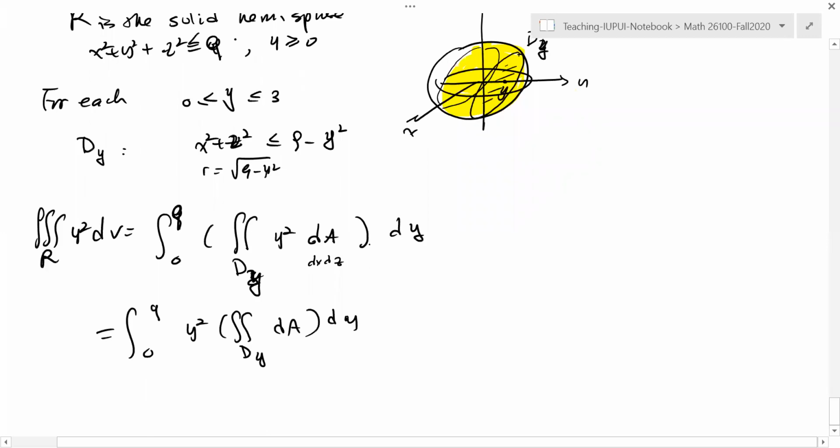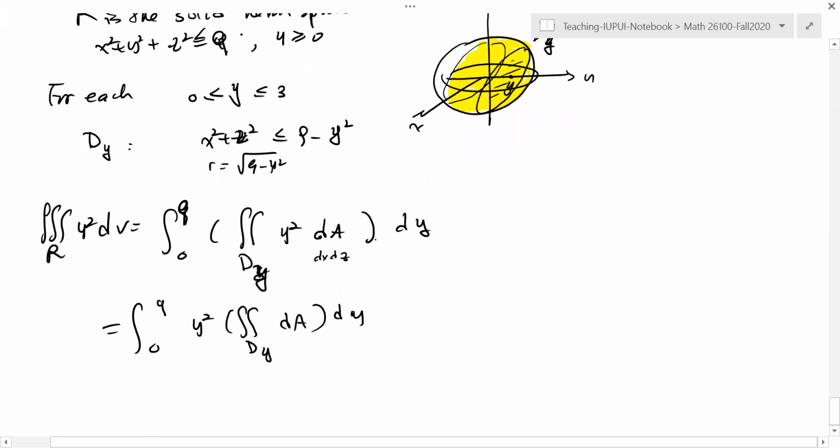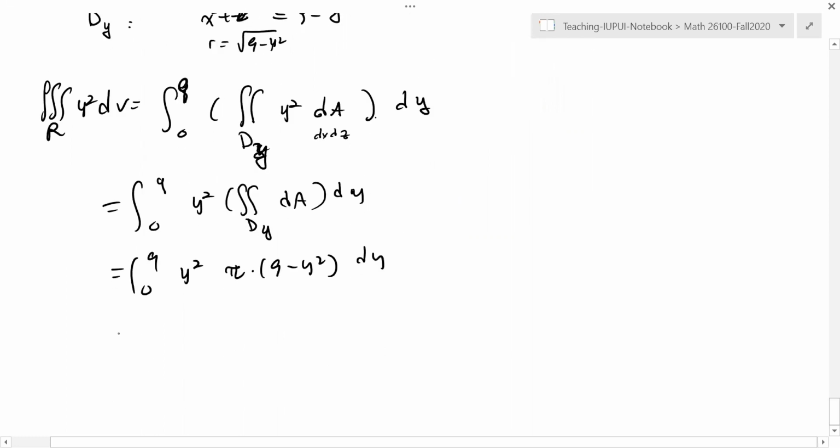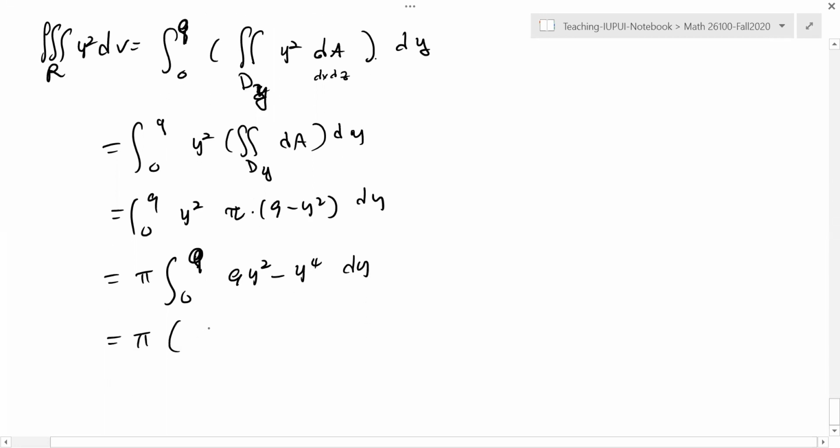And that just is the area of that disk. So it's from 0 to 9, y squared times the area of the disk. Area of the disk is pi times the square of the radius. The square of the radius is 9 minus y squared. And it turns out to be not complicated, right? So you will get 9y squared minus y to the 4th power. So you find the antiderivative. It's 9 over 3 y cubed minus y to the 5th over 5.